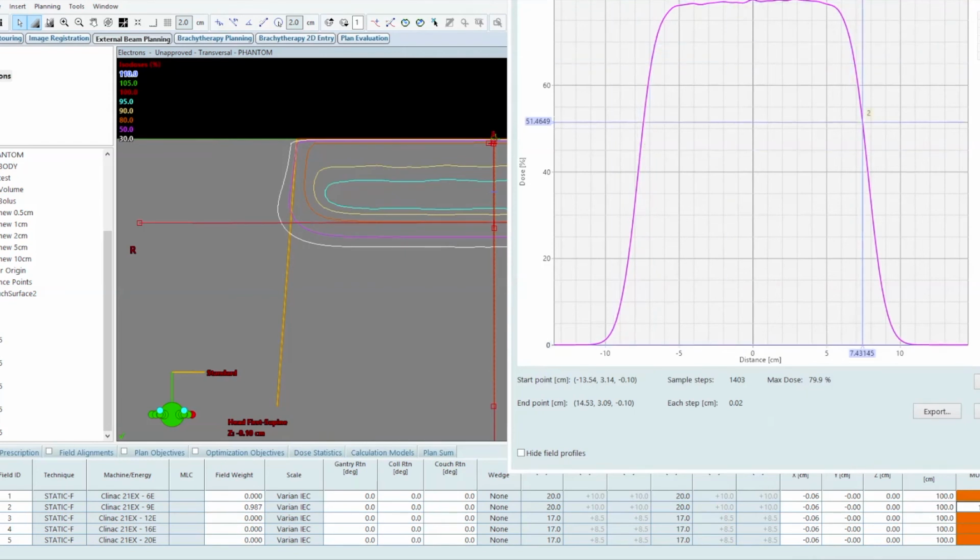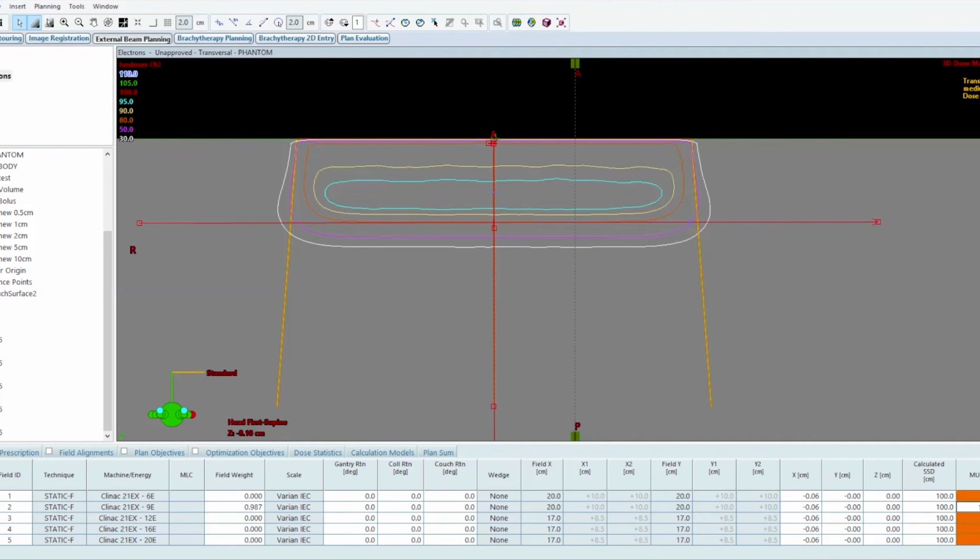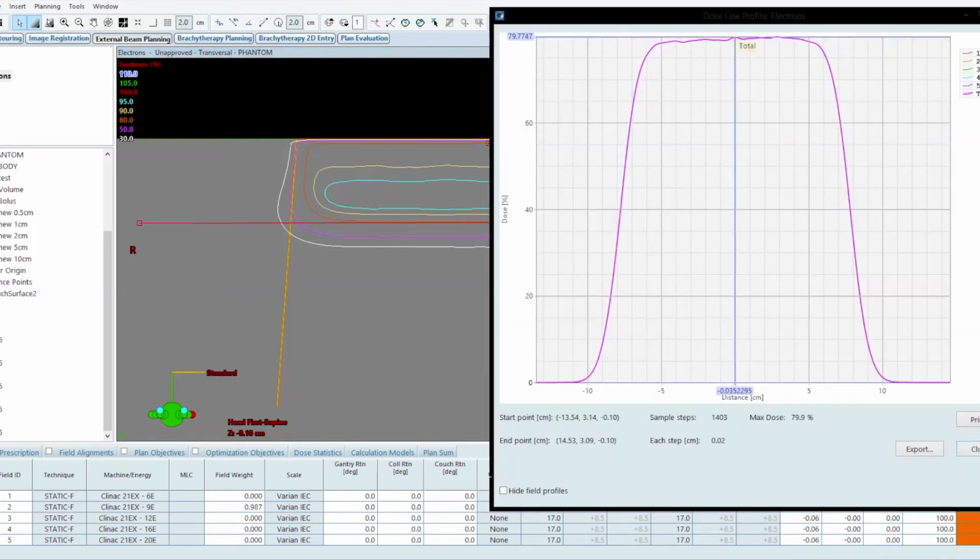For the same 9E beam, I've drawn another profile at a slightly deeper depth. Instead of around the Dmax region, 2 centimeters, now I've drawn a profile slightly deeper at 3 centimeters. So I'm roughly at the 80% isodose line. If I look at this profile, my central axis dose is right around 80. For the penumbra width, 80 times 0.8 is 64. If I go to 64, my x position is negative 6.9.